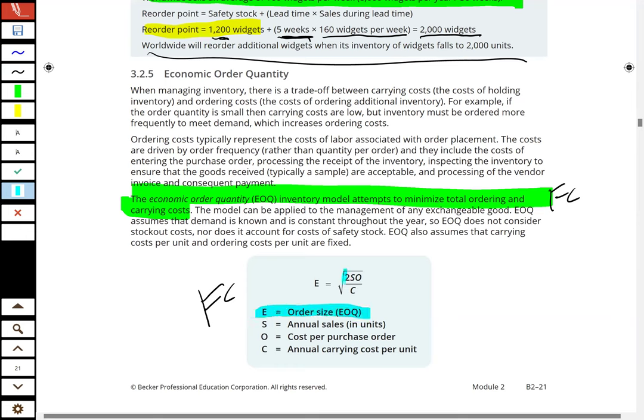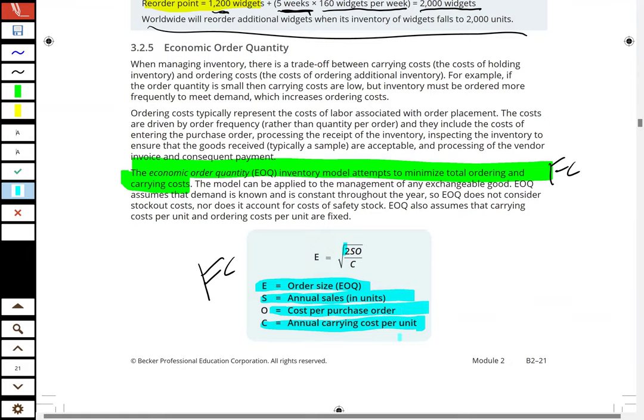Two, you just remember that you have to put the two there, and then sales in units, cost per purchase order, and the annual carrying costs. And again, that work inside the square root usually comes out to something that you can do off the top of your head. It'll be a 9. Okay, well, that's a 3. That kind of thing.